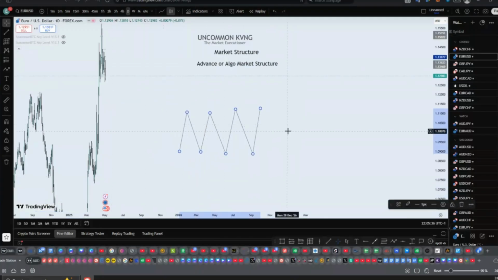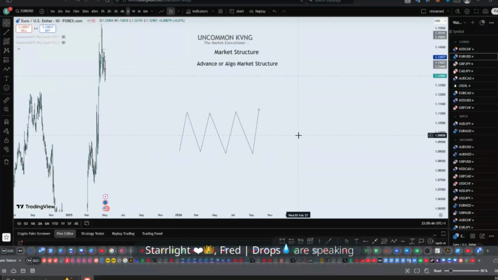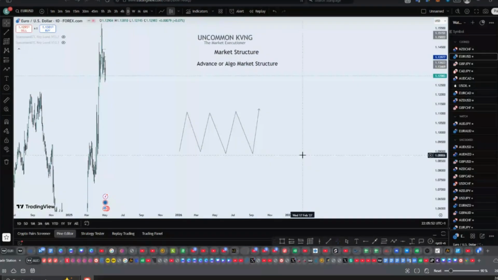Now let's start identifying liquidity. Where does liquidity lie? Please come and answer me. Where does liquidity lie within the range? Anybody? Equal highs and equal lows. God bless you. So you realize that the liquidities are here.